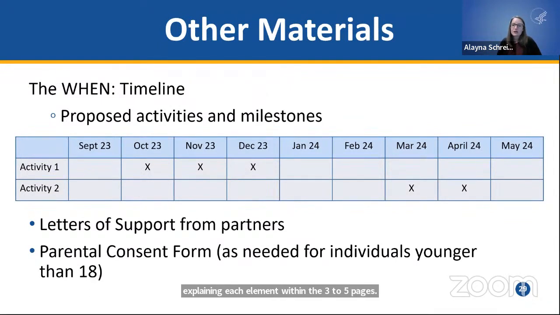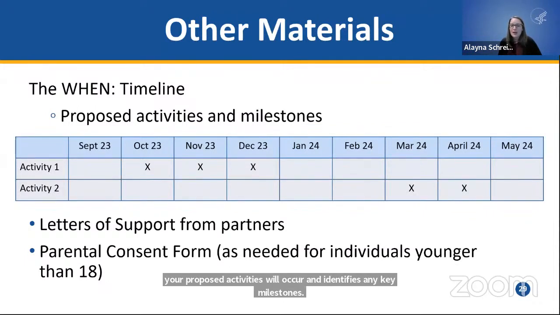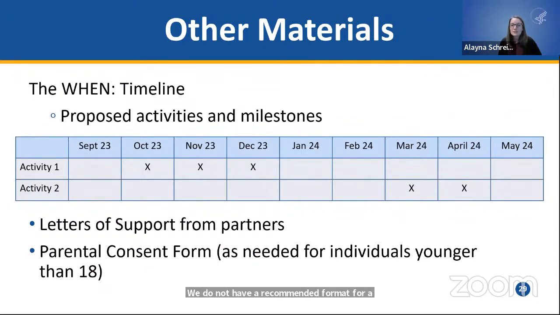As we mentioned earlier, we also want to know when your activities will take place. You must also submit a timeline that highlights when your proposed activities will occur and identifies any key milestones. We do not have a recommended format for a timeline, but it could look something like this, with dates along the top representing the phase 2 timeline and activities along the side with check marks or X's to indicate when each activity will occur. You also need to include letters of support from any appropriate entities or partners.